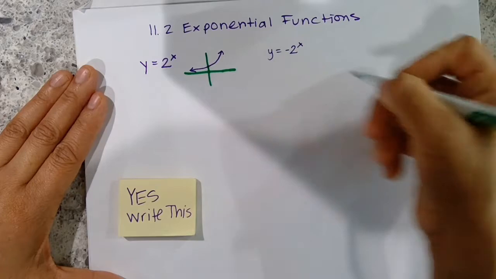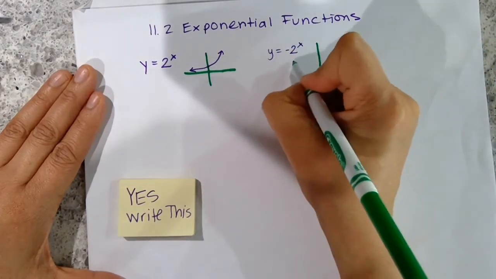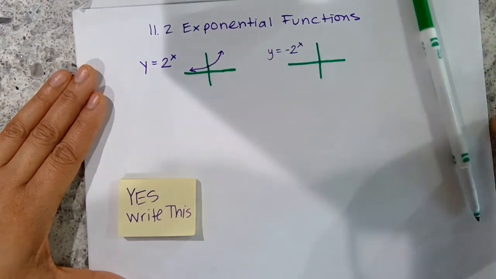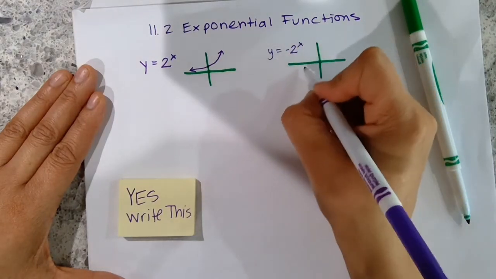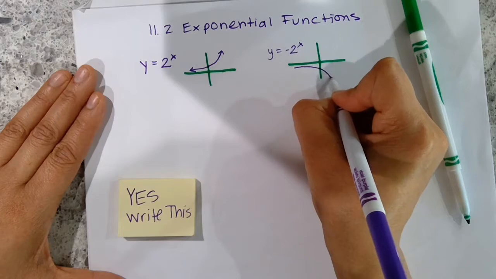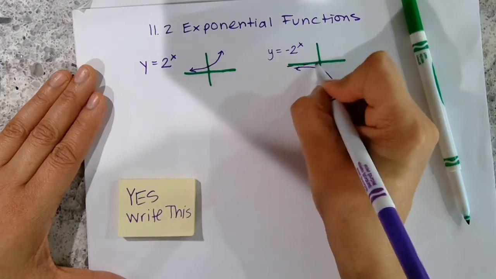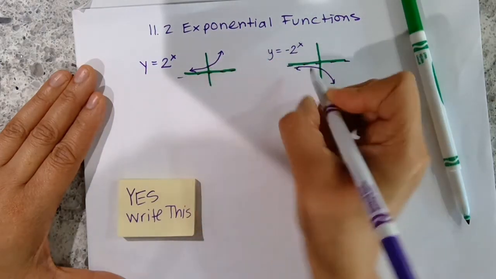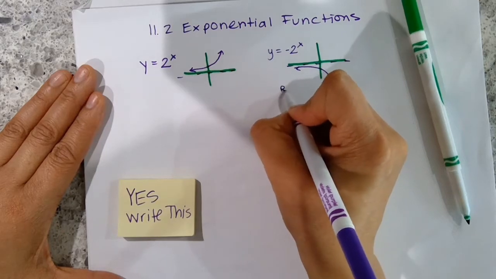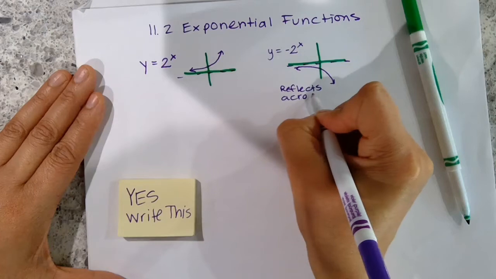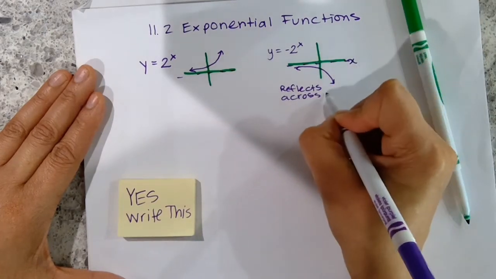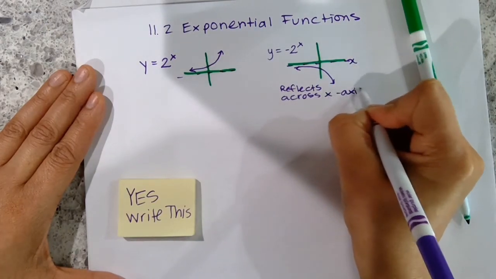And again, what does that negative do to your graph? It will reflect it across the x-axis. It makes it open down. And it's a good idea to include the asymptotes. So the negative here reflects across your x-axis.